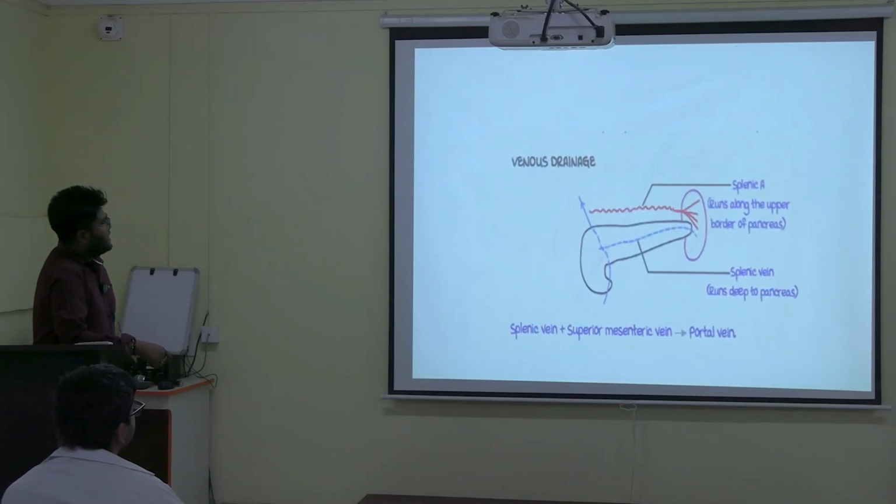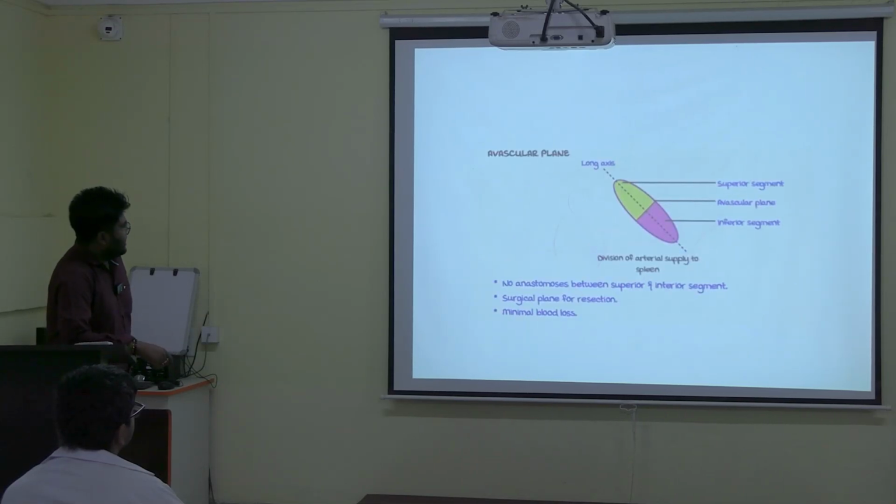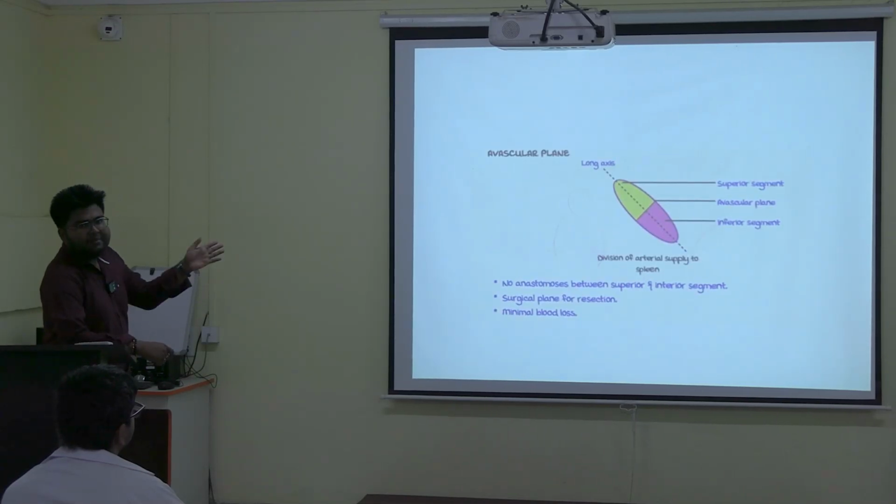Okay, so next the venous drainage, mainly the splenic vein and the superior mesenteric vein. Previously I told you in the pancreas topic, these together form the portal vein. Okay, so this is the venous drainage. And these things are mainly the avascular part.